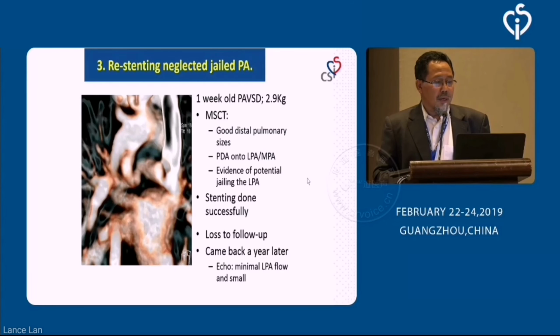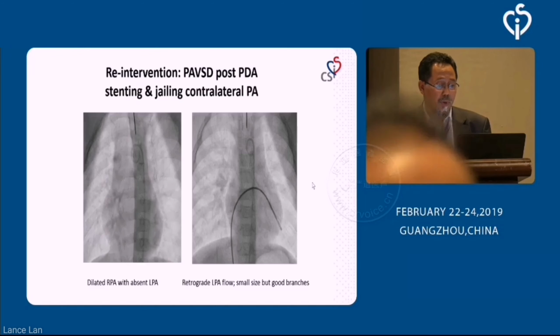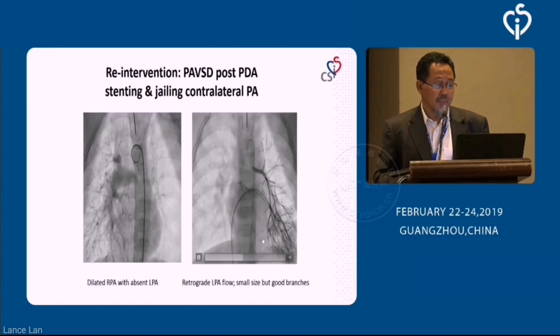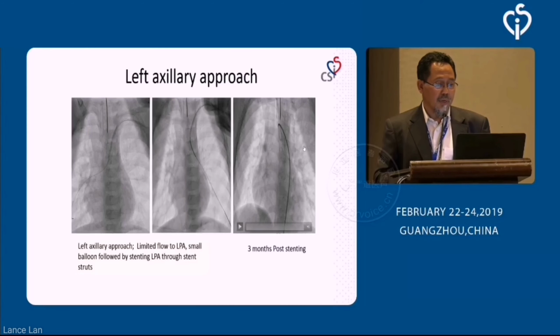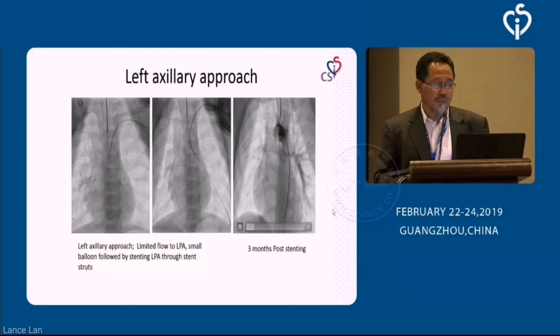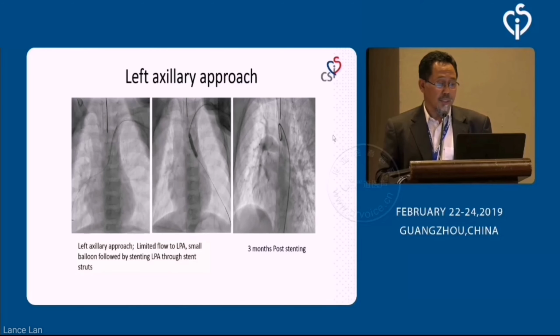Okay. This is another condition in which the neck vessel approach is important. This is very unfortunate. The post-stented PDA was neglected because of some reason, probably socio-economic. They only came back a year later, where the left pulmonary artery is jailed. Then we have to rescue this by recrossing through the left axillary and were able to open up, and this is the result 3 months later, prior to the total surgical correction.